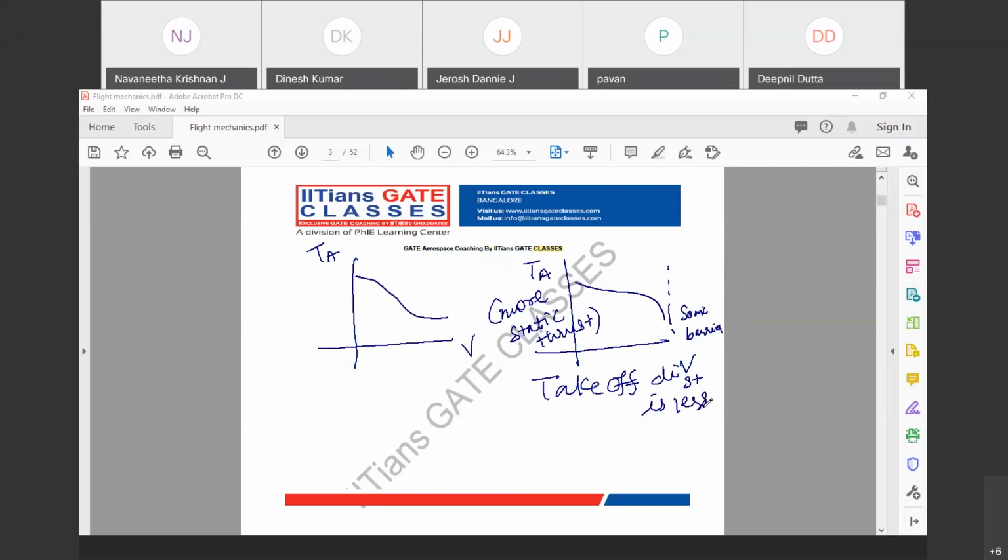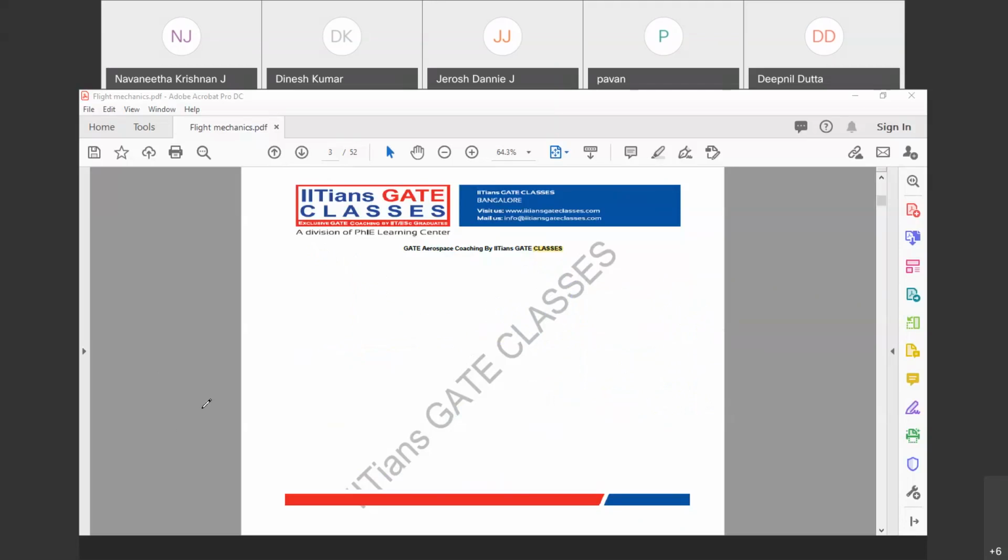Okay. This is what we have seen with the effect of altitude and speed. Now we will see what happens with respect to the weight of your aircraft. First of all, what happens to drag? We'll end this section after this weight.